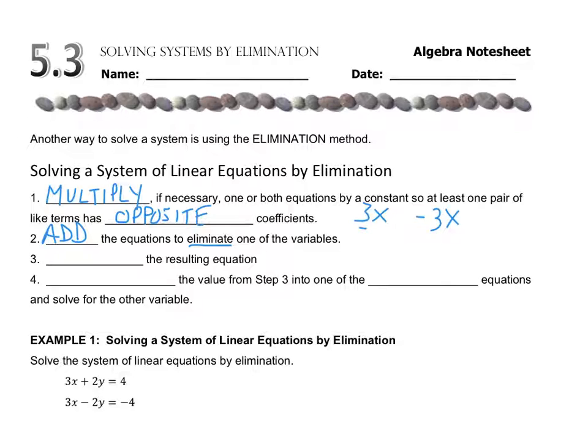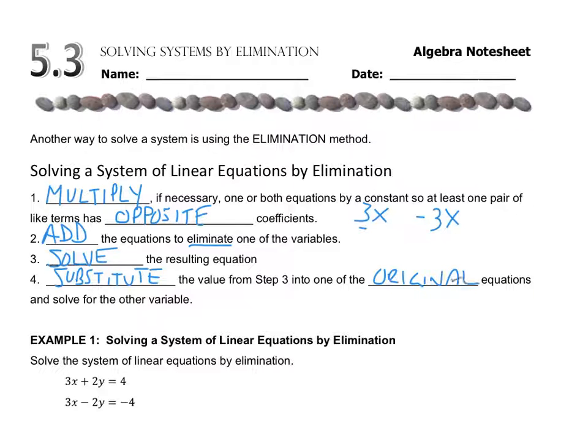So then step 3 is to solve the resulting equation. Once we've eliminated one of the variables, we want to keep solving so that we get an answer of x equals a number or y equals a number. So then we are going to substitute the value from step 3 into one of the original equations.